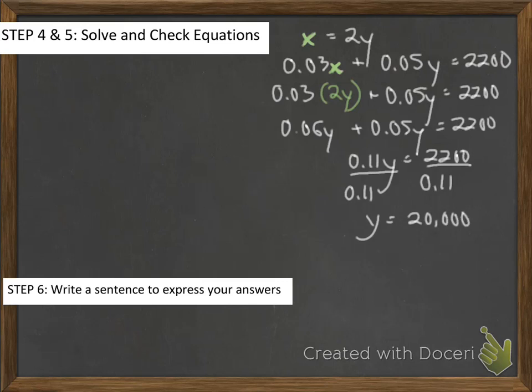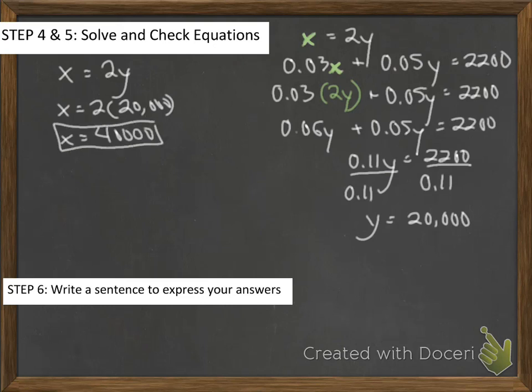Okay. So now I need to find x. Well, we already know that x is equal to 2y. So 2 times $20,000 is $40,000. Okay, so according to our work, she invested $20,000 in one account and $40,000 in another.